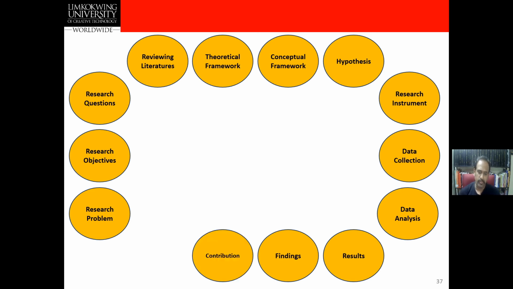Then after findings we come to contribution. You have two kinds of contribution: your theoretical contribution and your practical contribution. Theoretical contribution means what you give to the body of knowledge.